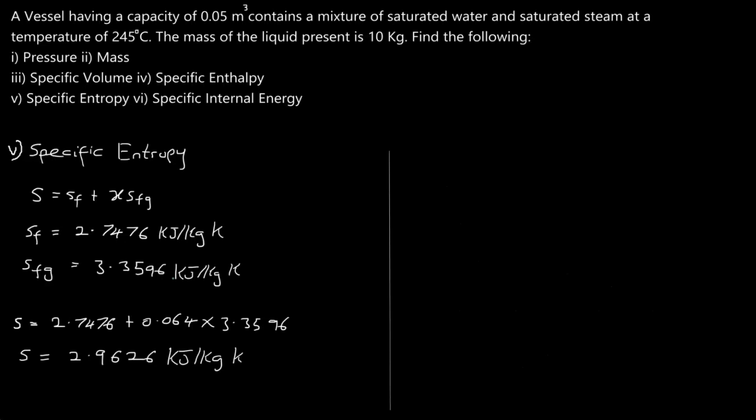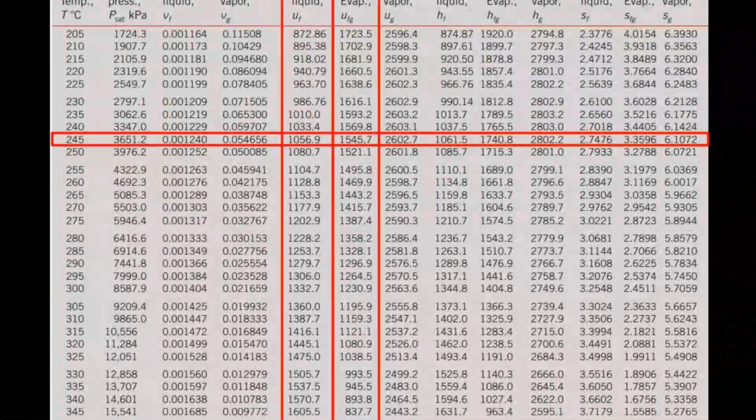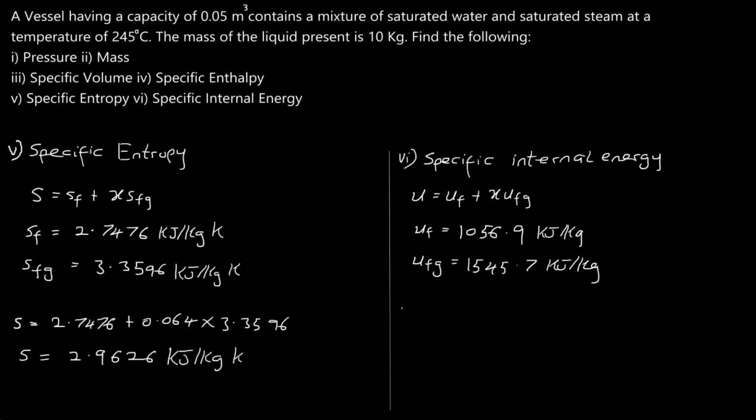And finally, for our specific internal energy, we do the same thing we did previously. u equals uf plus x ufg. So from our steam tables, uf equals 1056.9 kilojoules per kg and ufg equals 1545.7 kilojoules per kg. So our specific internal energy u equals 1056.9 plus 0.064 times 1545.7. And this gives us 1155.8 kilojoules per kg.